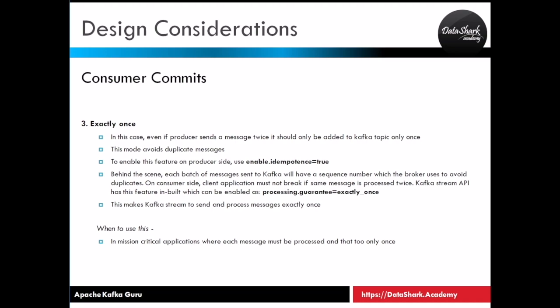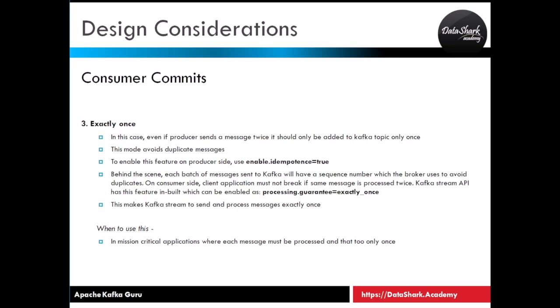So basically, you are sending a batch of messages, and that batch has a number, and that number is tracked by the broker. So it will not process the same batch number again. On the consumer side, the client application must not break if the same message is processed twice. So the Kafka Stream API has this feature inbuilt, which can be enabled as processing.guarantee equal to exactly_once. By setting this property, you can enable exactly once commit.